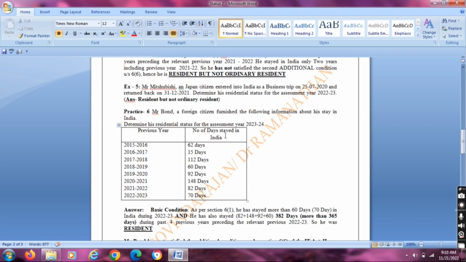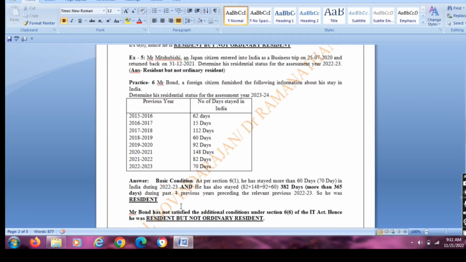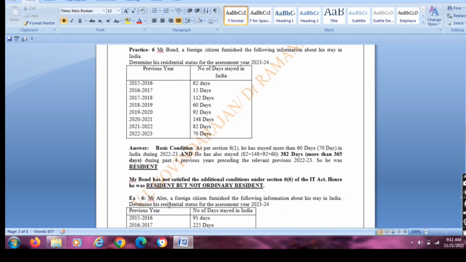So, basic condition, as per section 6 subsection 1, he has stayed more than 60 days, that means 70 days in India during 21-22, and he has also stayed more than 365 days during 2020-21, 2019-20, 18-19, and 17-18, his total presence in India was 382 days. So he satisfied the basic conditions, so he was resident.